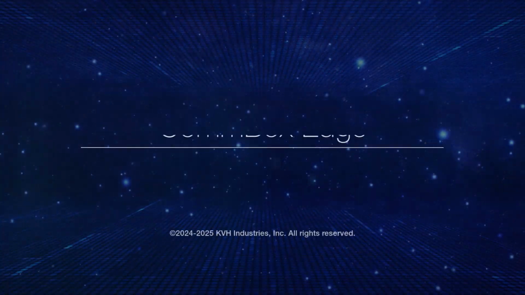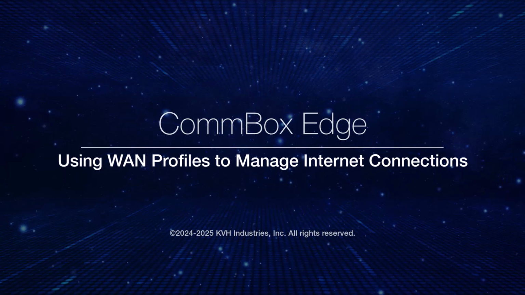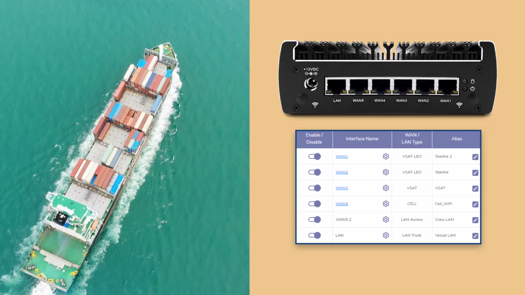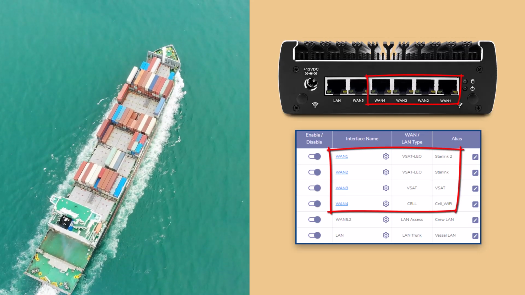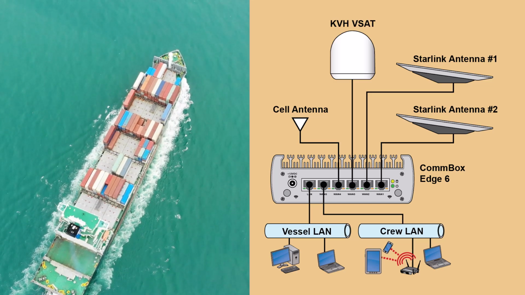This video shows you how to set up WAN profiles to prioritize and bond your internet connections. In our example, the vessel has 4 available WAN connections: 2 Starlinks, a cellular antenna, and a KVH VSAT.